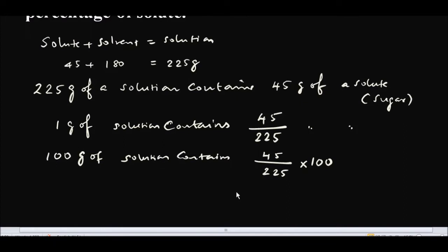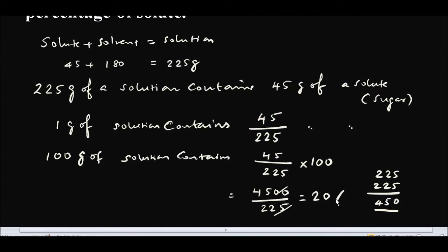Yes, this can be written as follows, that is equal to 4500 by 225. You know that 225 plus 225 is nothing but 450. So 2 times means 450. Here it is 20 times. So 20 percentage is the answer. It is with the help of the statement.